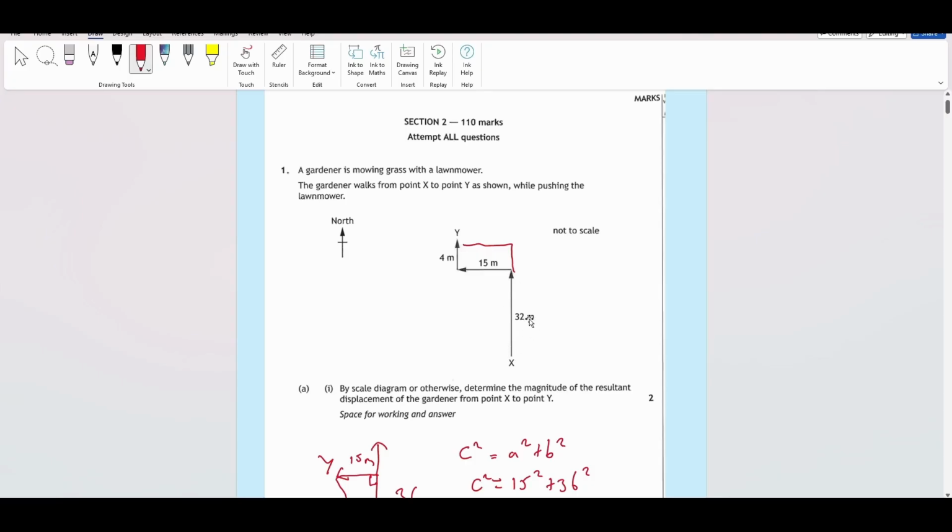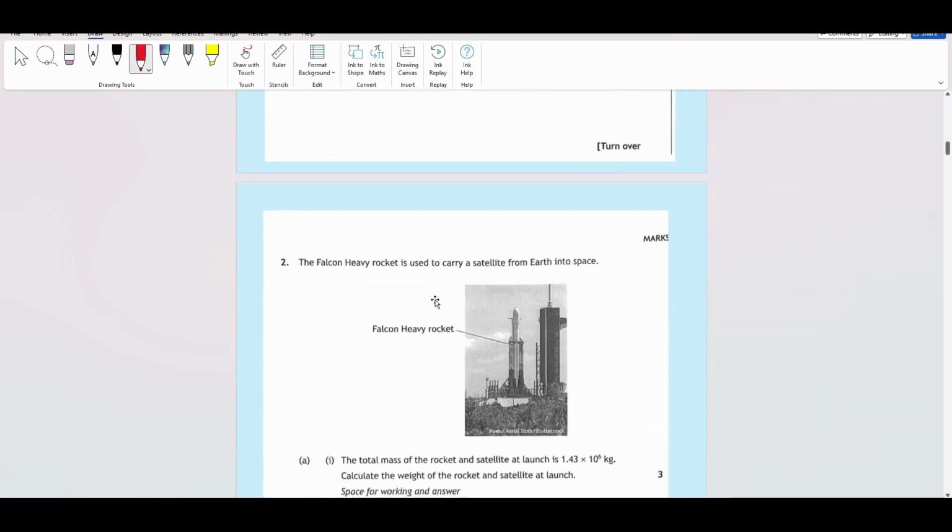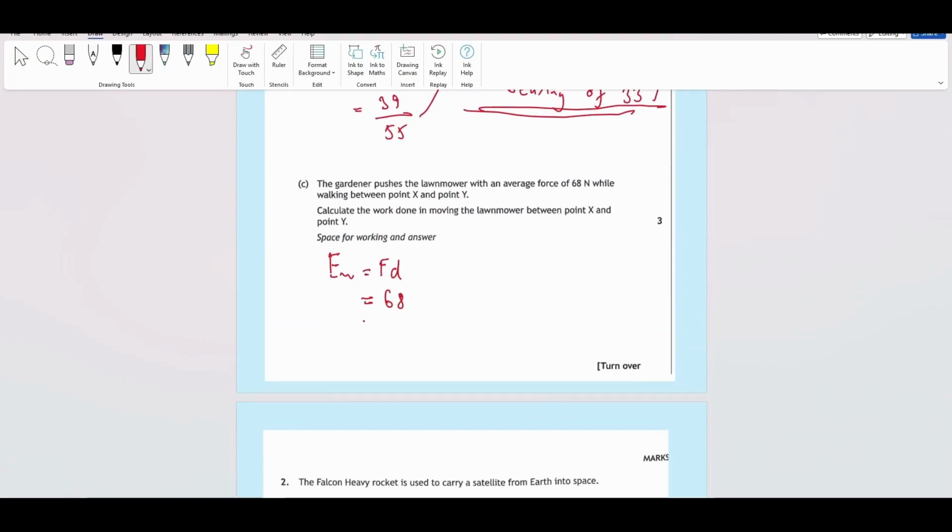So we need to calculate the total distance. So 32 plus 15 is 47. 47 plus 4 is 51. So here we use the distance of 51. So EW works out to be 3,470 joules. I rounded up to 3 significant figures. That's it.